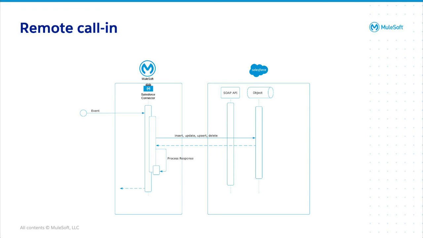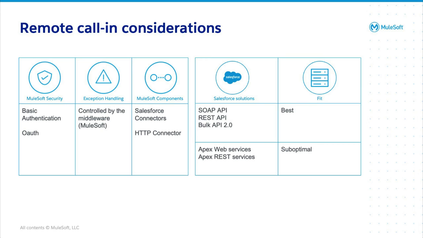As you can see in the diagram, MuleSoft can call Salesforce via the remote system using the Salesforce connector and using the SOAP API to interact with the object directly in Salesforce. To secure this pattern with MuleSoft and using the Salesforce connector, you can use basic authentication or various OAuth options. For exception handling, it's best that MuleSoft handles any exceptions because Salesforce in this instance isn't the system of record that's processing the orders.